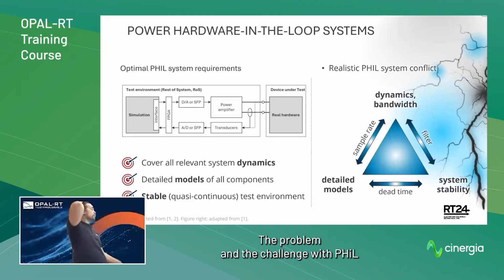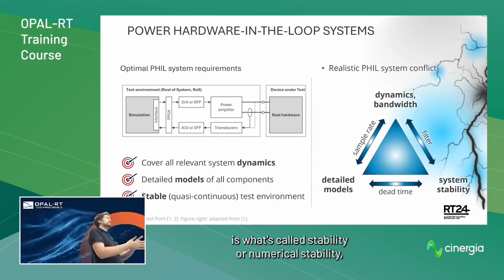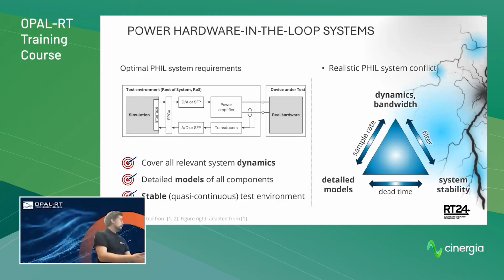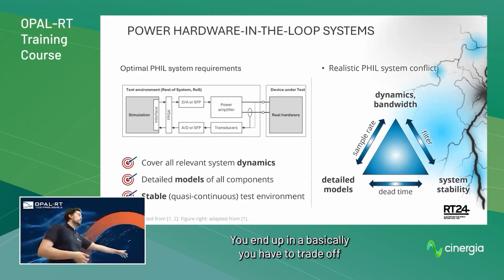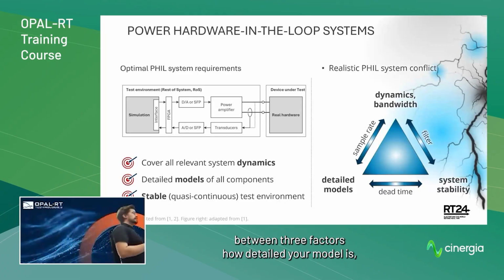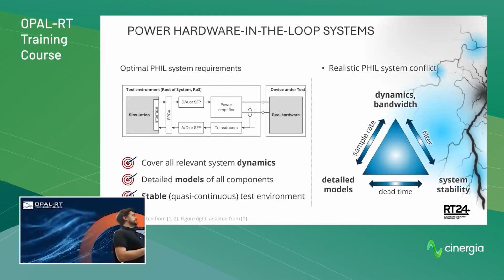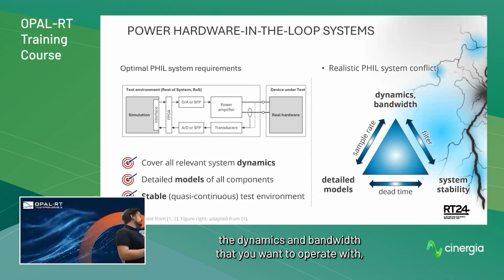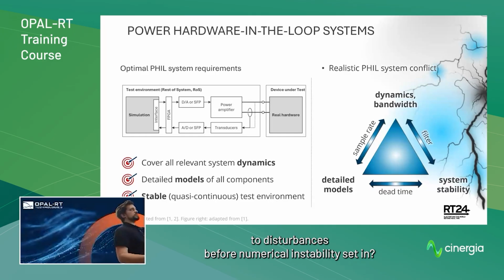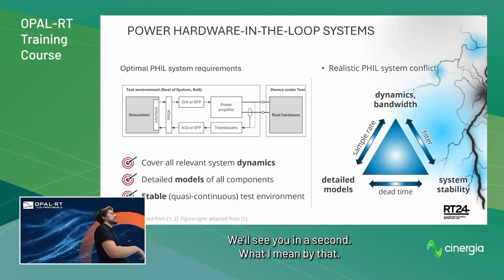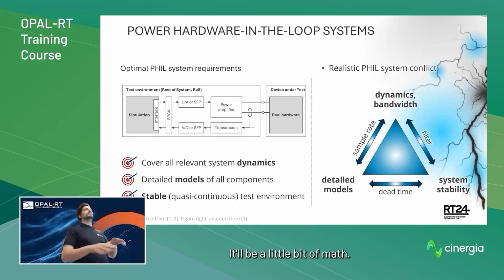The problem and the challenge with PHiL is what's called stability, or numerical stability. Because you're sending it through so many steps, you basically have to trade off between three factors: how detailed your model is, the dynamics and bandwidth that you want to operate with, and how stable that system is to disturbances before numerical instability sets in. We'll see in a second what I mean by that. It'll be a little bit of math. We'll get through it quick though.